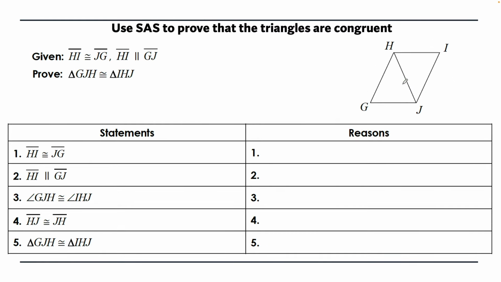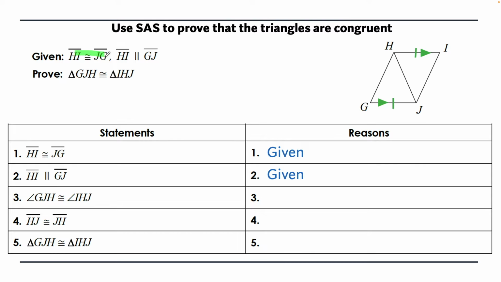Okay, one more proof. Stick with me. The reason we're doing so many proofs is because you just have to see it over and over and over again to really get a feel for what's going on. And in this one, I want you to pay special attention to something. So we're given that HI is congruent to JG. All right, so we're going to mark that. And then it says HI is parallel to GJ. All right, you can mark that with 2 little arrows.